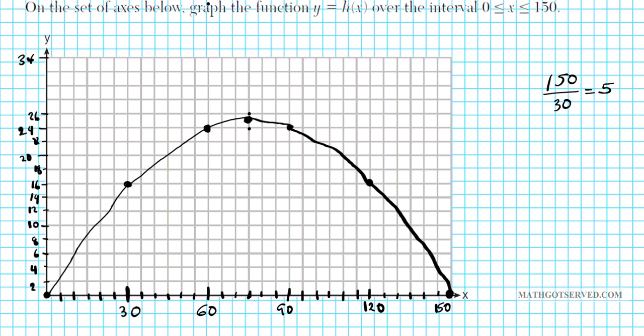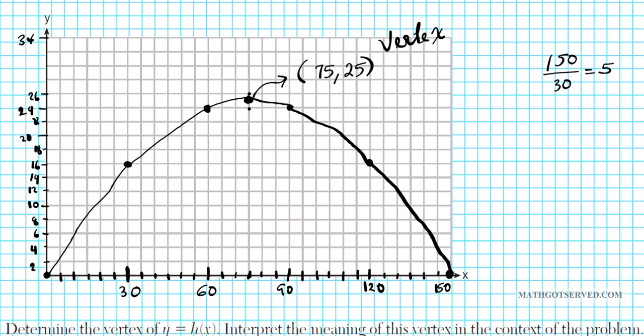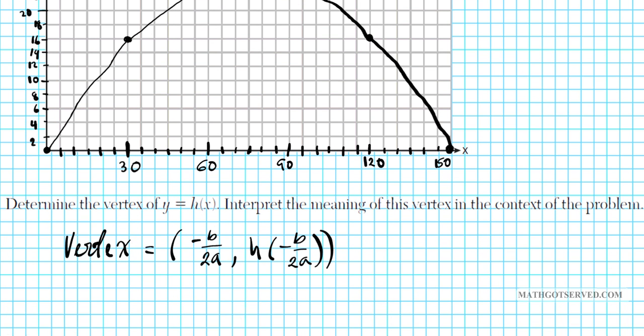What did we say the maximum value was? It was this coordinate right here. That's your vertex. Okay, so you have 75 comma 25. The vertex is your max or min. All right, so we've already calculated it before. So our vertex is 75 comma 25. Okay, we did that with a calculator.